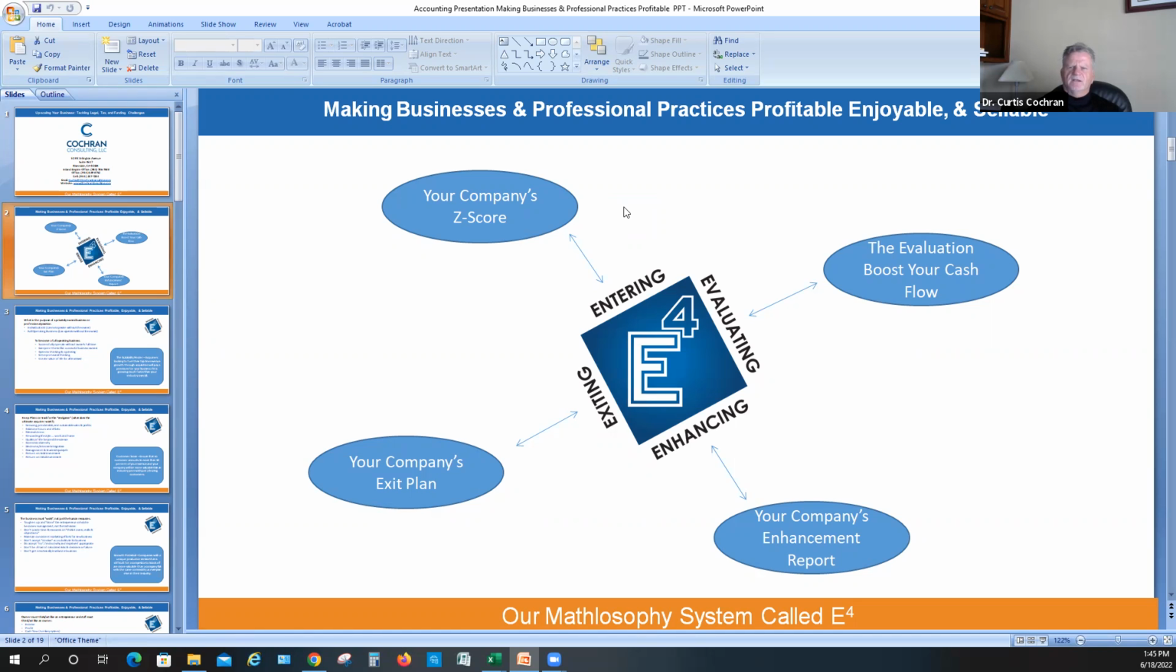The second thing right over here is evaluation to boost your cash flow. That's what we do as well. We come in and we're kind of like the business doctor. That's why we call ourselves primary business consultants. We're going to come in and look door to door, front door to back door, and evaluate all the moving parts in that business.